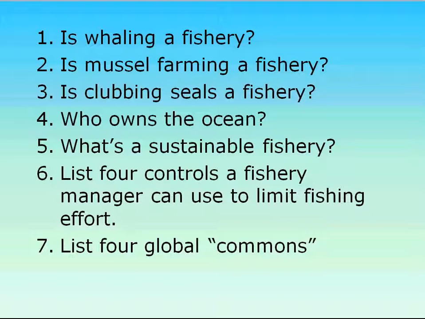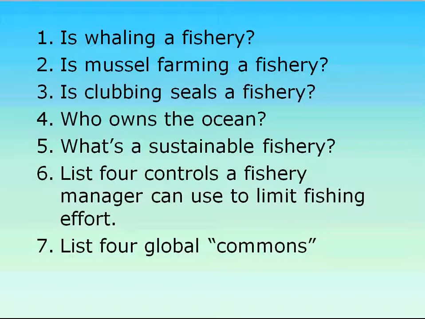Clubbing seal is a fishery? Yep, that's a wild marine resource, an animal. So like we said before, it's not just fish or swimming things, although seals swim, of course. It can be anything. It can be seaweeds, but clubbing seals is a fishery. Who owns the ocean? Well, we just answered that.